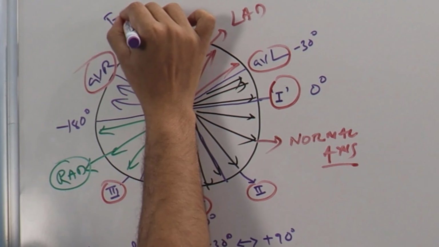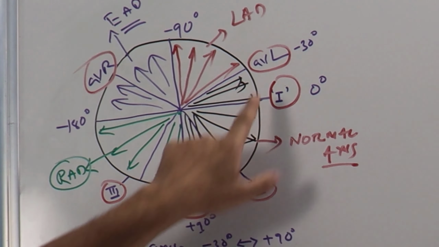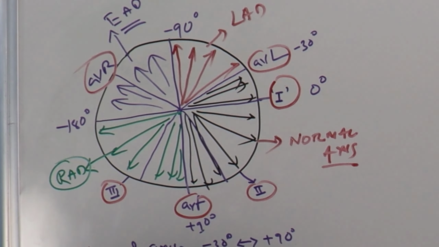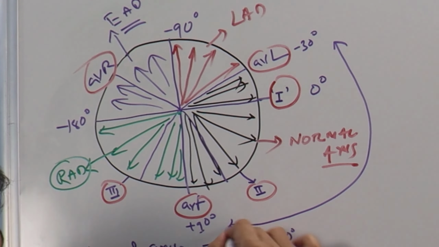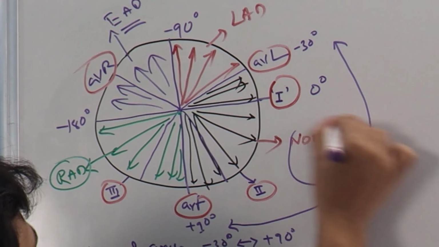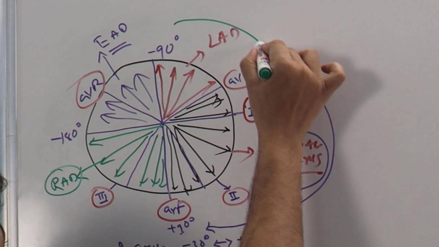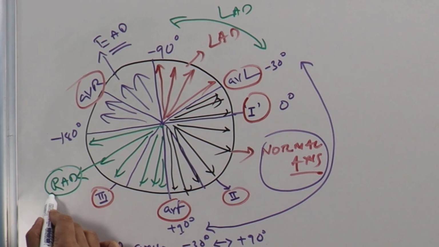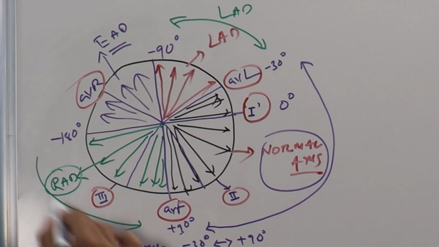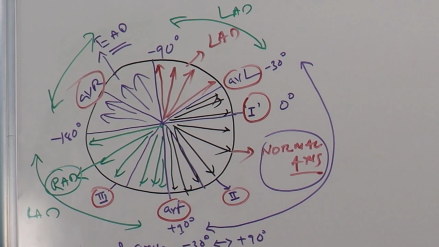This is extreme axis deviation, right? So now we've seen the normal axis is minus 30 to plus 90. So this is the normal axis. Any axis that lies in this location we will call normal axis. Then you have left axis deviation, that will be minus 30 to minus 90. This is left axis deviation. Then you have right axis, plus 90 to 180. This is right axis deviation. Then we have extreme axis, right?